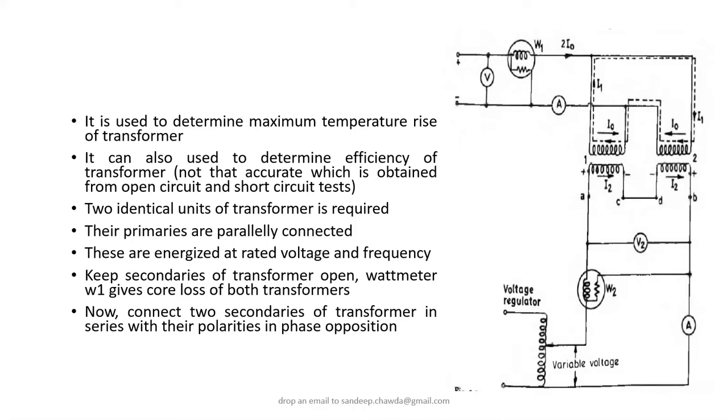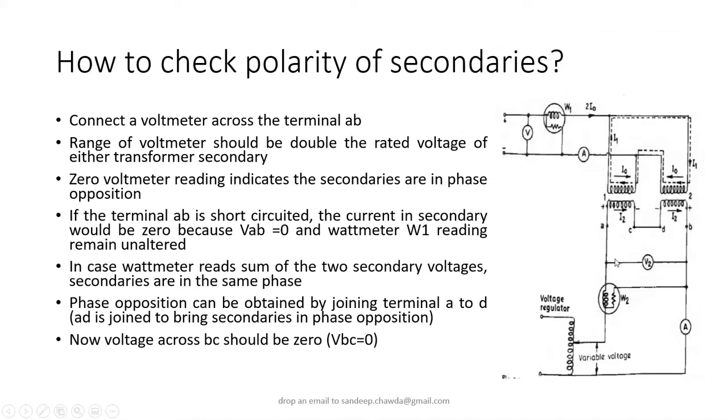So for that purpose, what we will do, we are going to connect a voltmeter across these two terminals. If this voltmeter reads a zero value, it means that the transformer secondaries are connected with proper polarity, that is, connected in series. The important thing here is that the voltmeter range that we connect should be basically double that of any of the secondary windings, because you are connecting them in series.